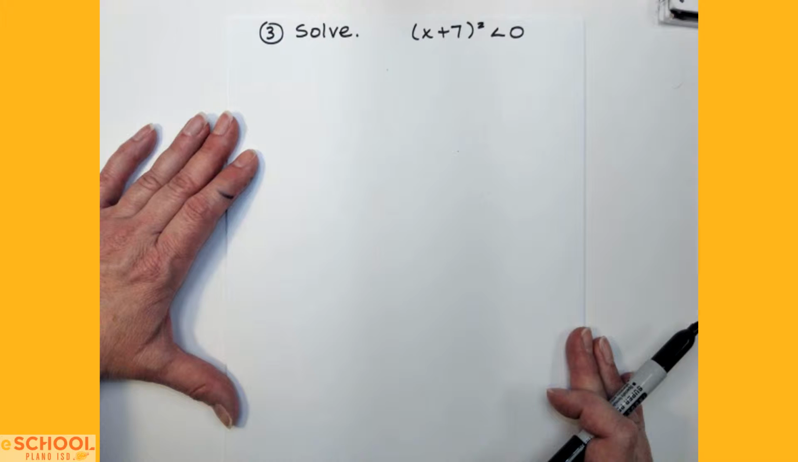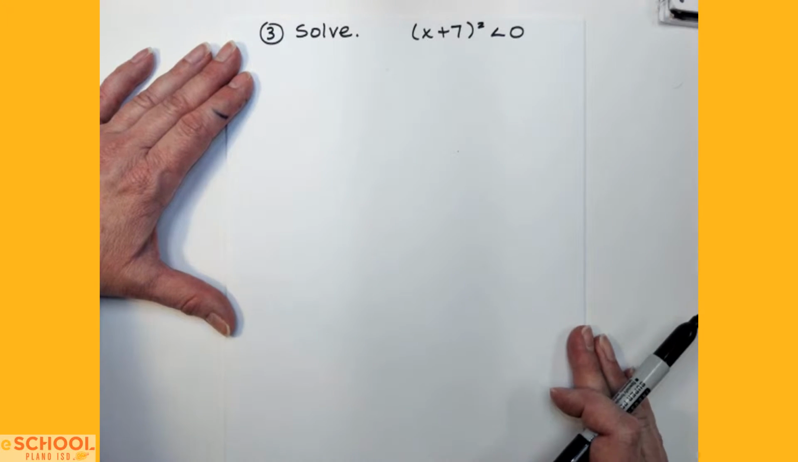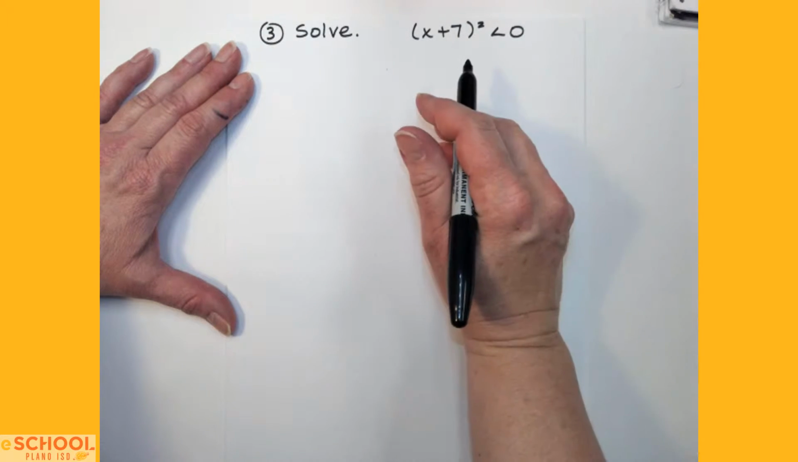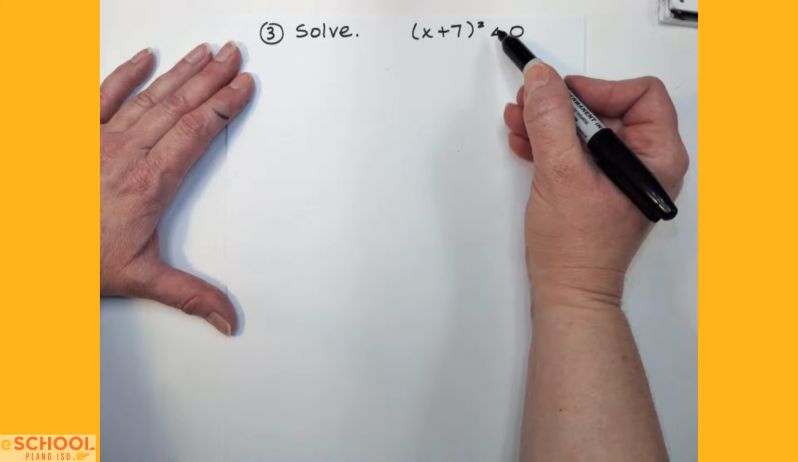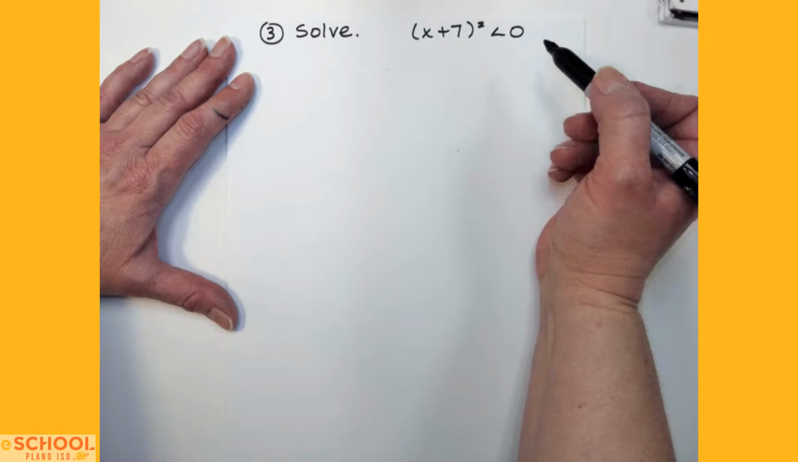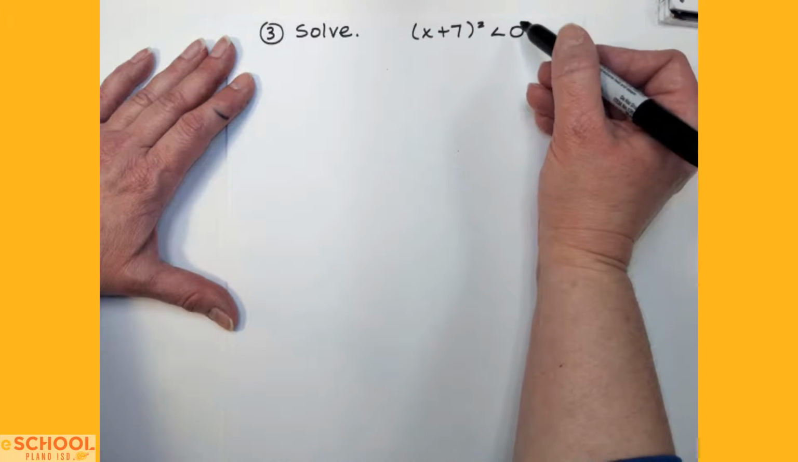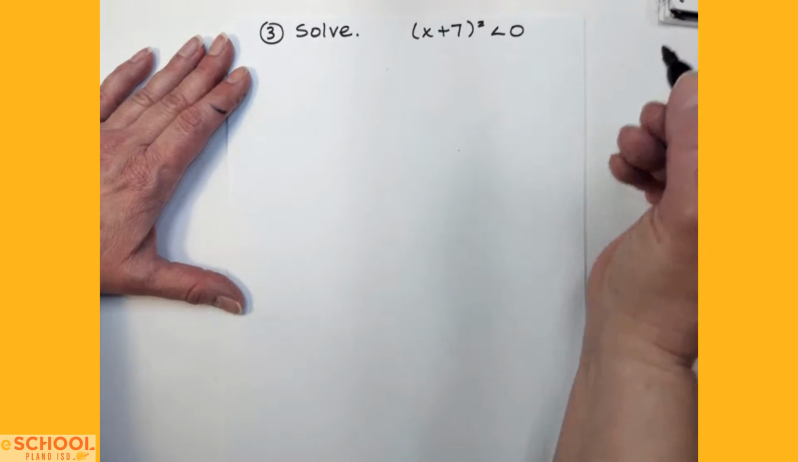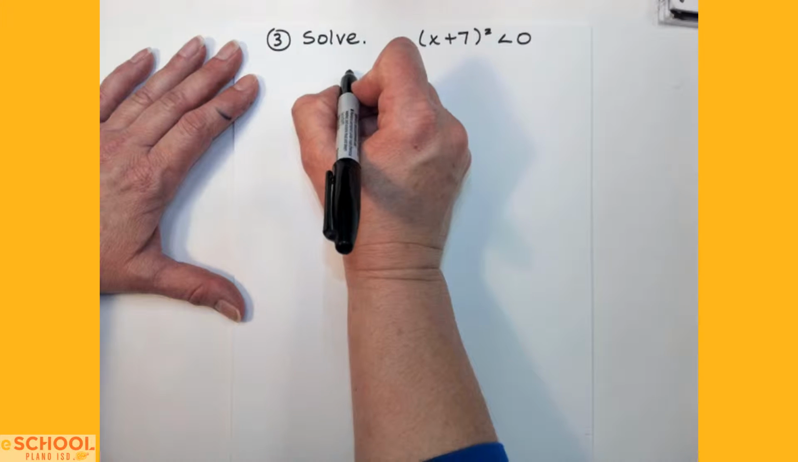You've been solving quadratic inequalities, and now it's time to finish with example 3. (x + 7) squared is less than 0. The nice thing about this is it's already in factored form and it's in standard form because 0 is on one side of the inequality. So let's think about the related equation.